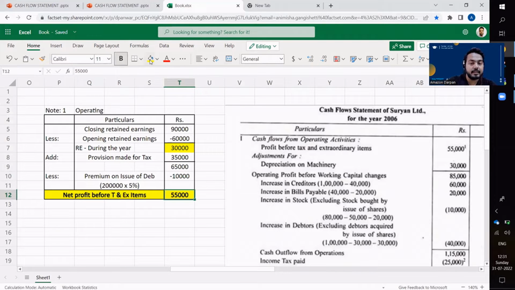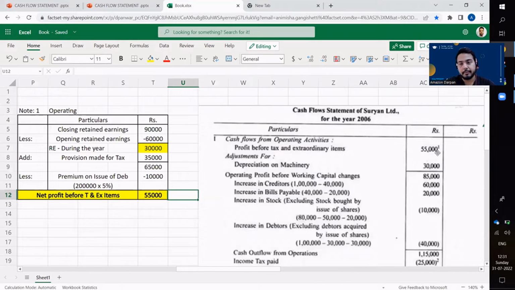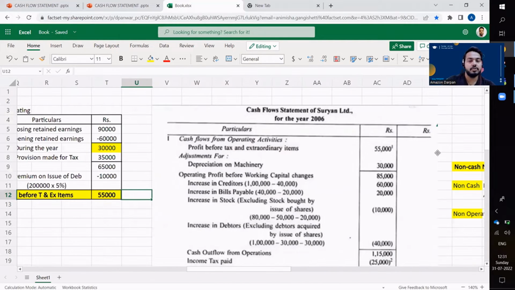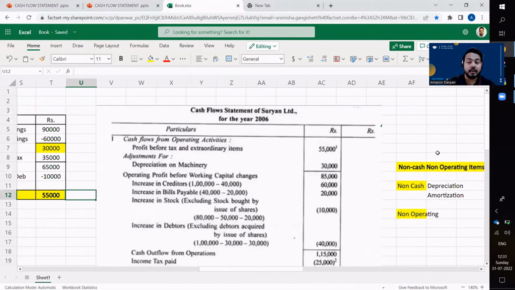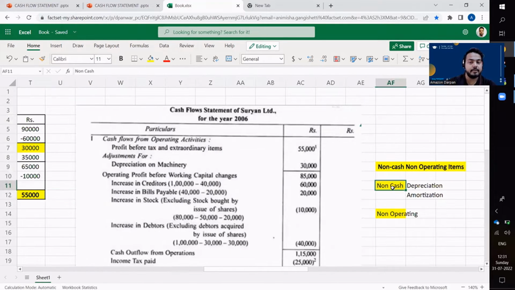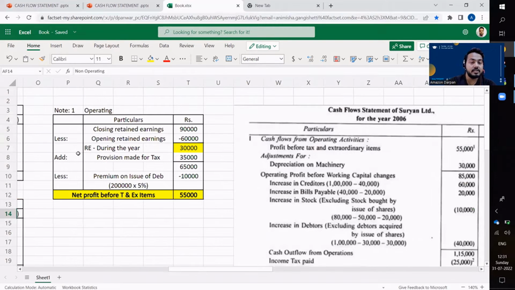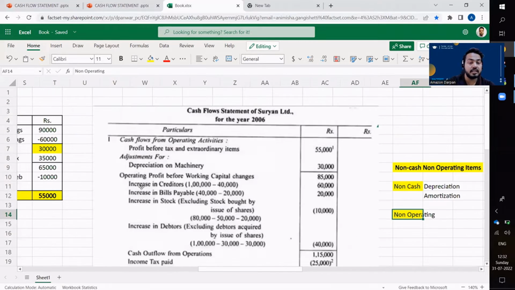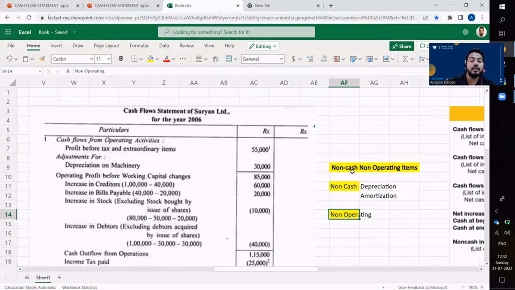Then after computing 65,000 minus 10,000, we arrive at the figure called net profit before tax and extraordinary items. Now we'll write this figure over here in the table. It is 55,000. Now we have to make adjustments for non-cash items as well. Non-operating activities we have done, because provision for tax is non-operating, and premium on issue of debentures comes in financing activity. So we have already made changes for that.